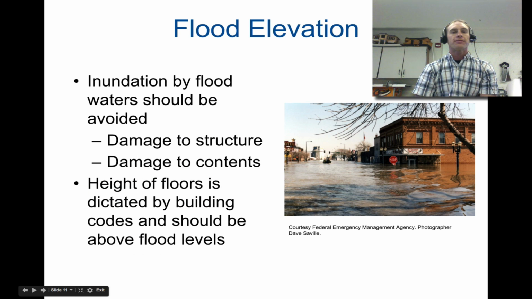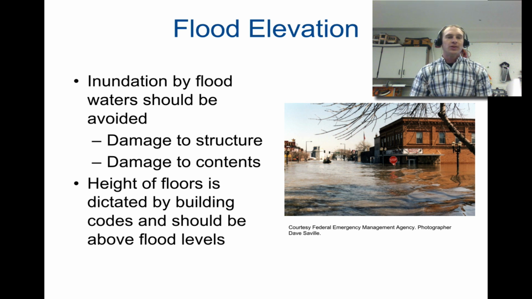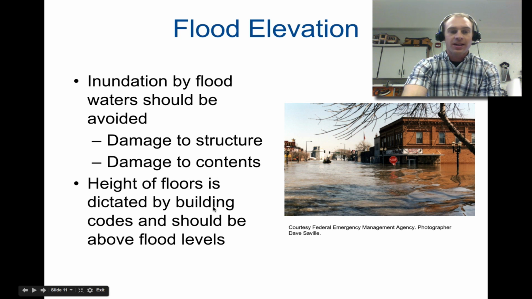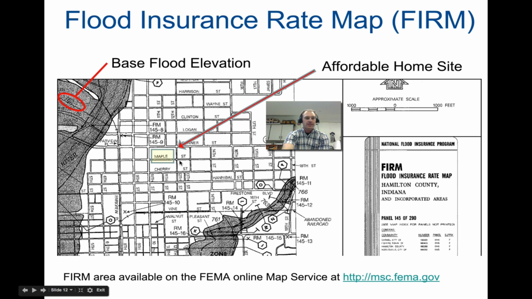Flood elevation, if you are in an area where floodwaters are, then you want to avoid that because it can cause damage to the structure and to the contents of your home. So the height of the floors is dictated by building codes and should be above flood levels based on historical flood information. So there are flood maps that say, okay, this is an area that frequently floods, and so you are located in a flood plain, and so they no longer allow people to build in flood plains. And every now and then you'll get like a 500-year flood like what happened here a few years back, and then there's really not a whole lot that can be done against that. Your house just gets flooded.